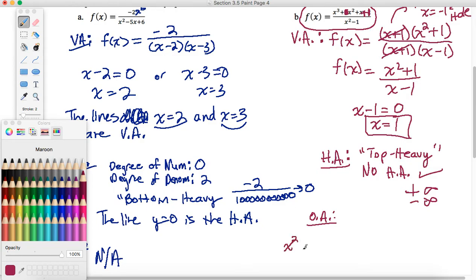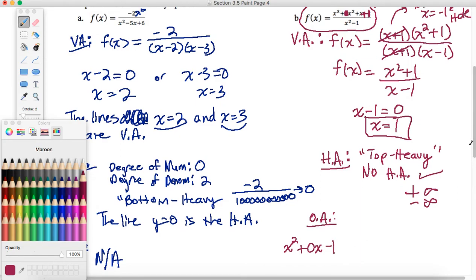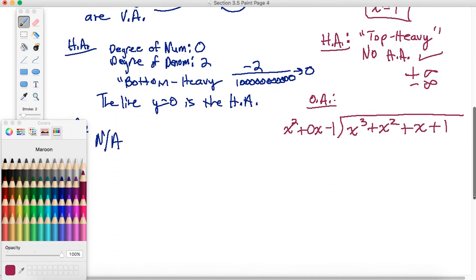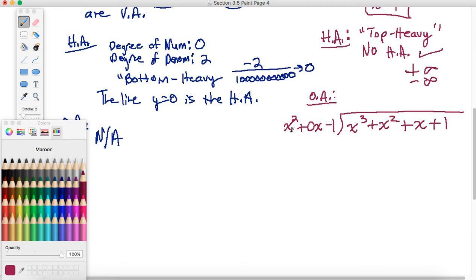Remember, we always replace our missing powers of x with 0, right? So I'm going to have a denominator here, my divisor, and my dividend is x cubed plus x squared plus x plus 1. And so I'm going to perform long division. Remember, the first question you ask is what do I get when I divide x squared into x cubed? I get x. Remember, you can always go to the side and do that math there.